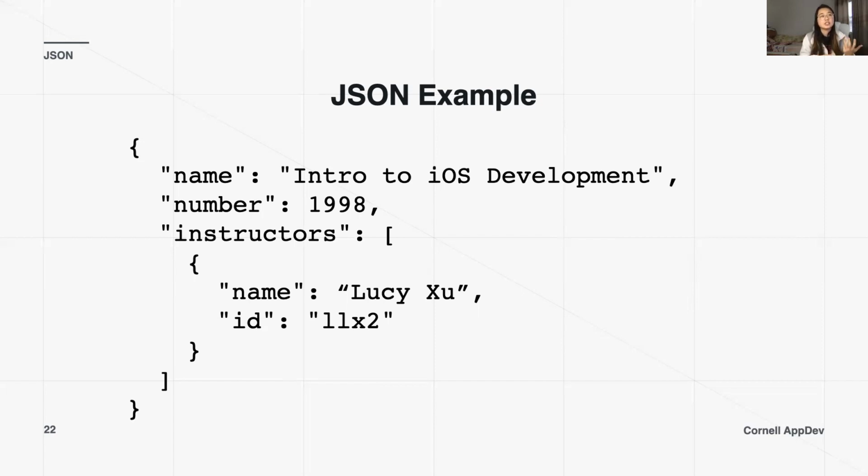JSON is just a standardized way in which servers and clients know how to speak to each other, because then they can parse the information in the same way.